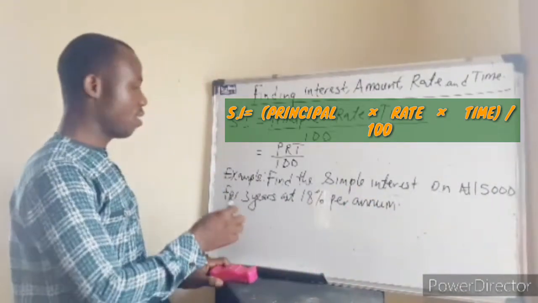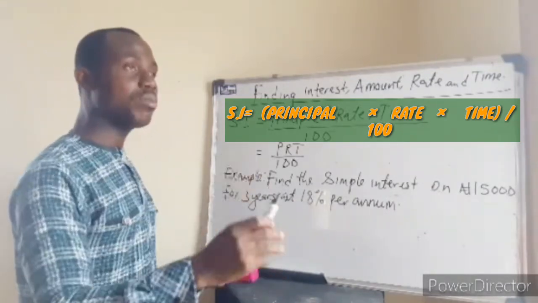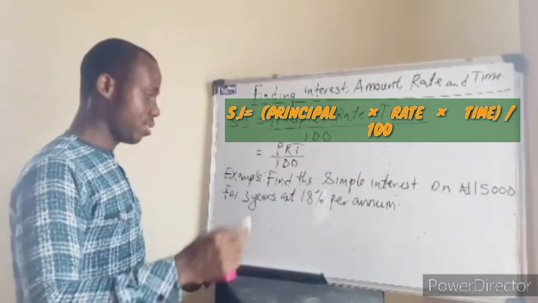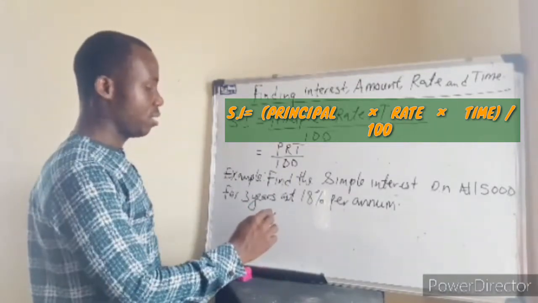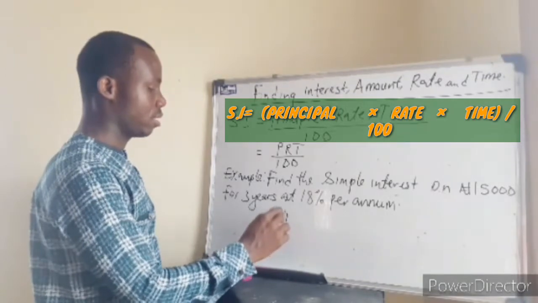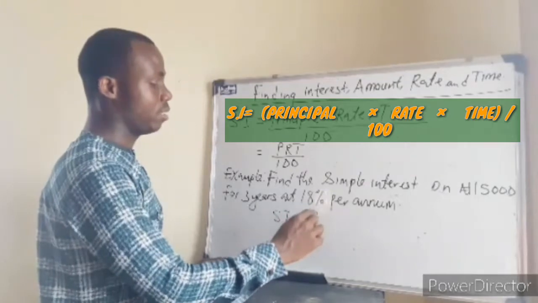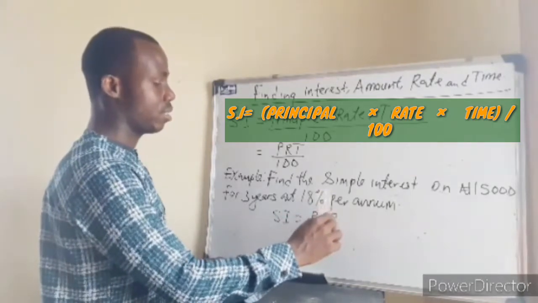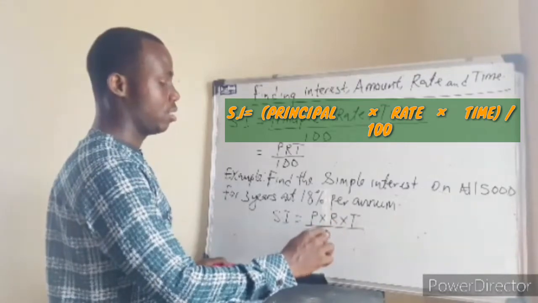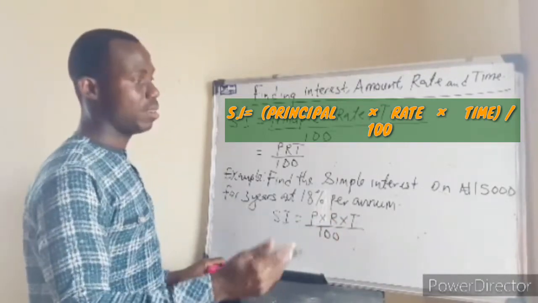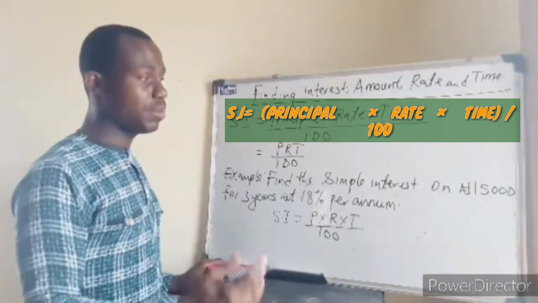Okay, in this example, find the simple interest on 15,000 naira for 3 years at 18% per annum. Per annum means per year, every year. So if we are solving such a question, simple interest is equal to principal times rate times time all over 100. What is our principal? Principal is the amount deposited or the amount used in starting up the business.